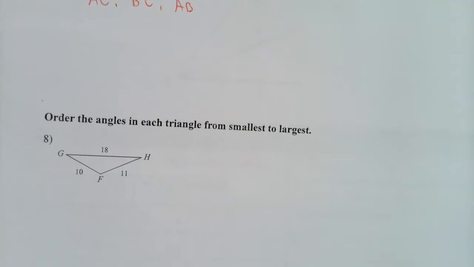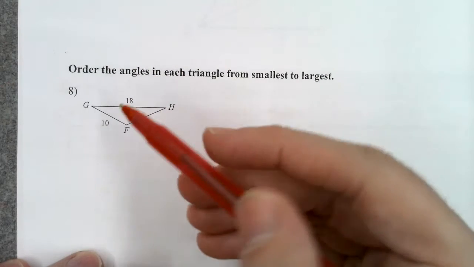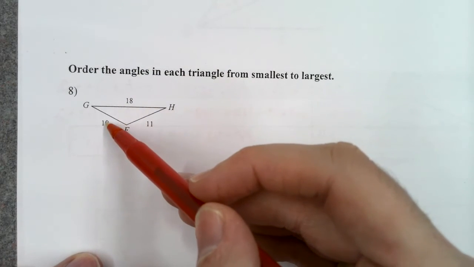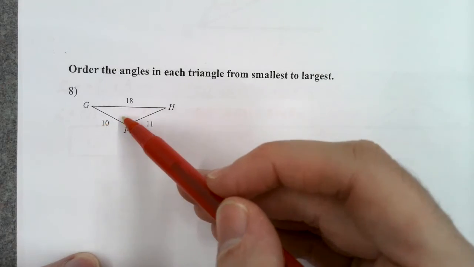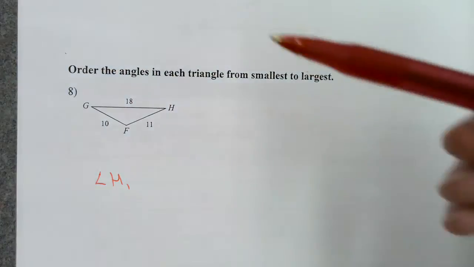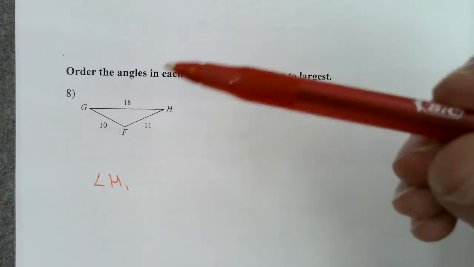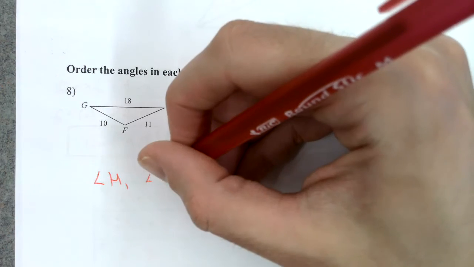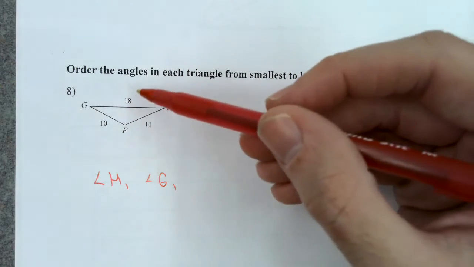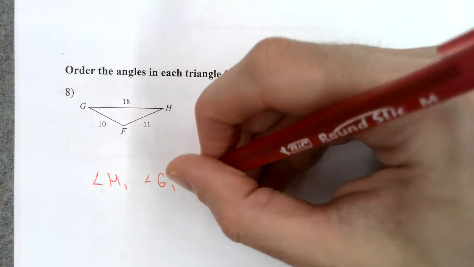Number 8, the opposite direction: order the angles from smallest to largest. So the smallest angle is across from the smallest side. So this is the smallest side. So the smallest angle will be angle H. The medium length side is 11. So the medium angle will be across from that, angle G. And the biggest side is 18. So the biggest angle is across from that, which is angle F.